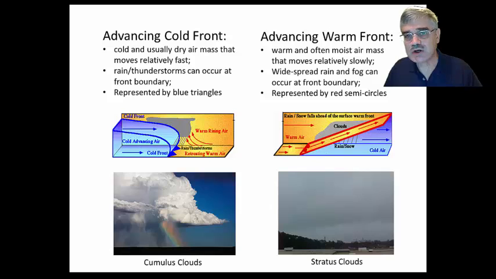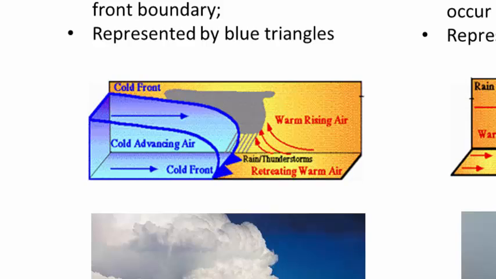We can have advancing cold fronts, usually being drier masses of air and usually moving relatively rapidly. When you have an advancing cold front where it clashes with a warm front, the colder air staying closer to the ground sort of pushes the warm air forward, and rain and thunderstorms usually occur at this boundary between an advancing cold front and a warm front. We represent this on the map as blue darts or blue triangles.